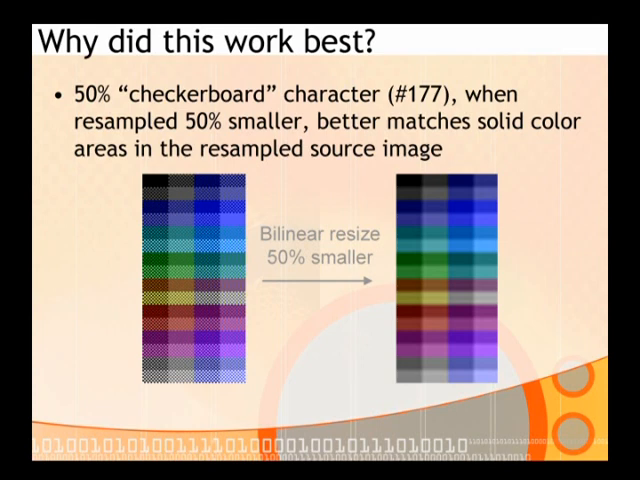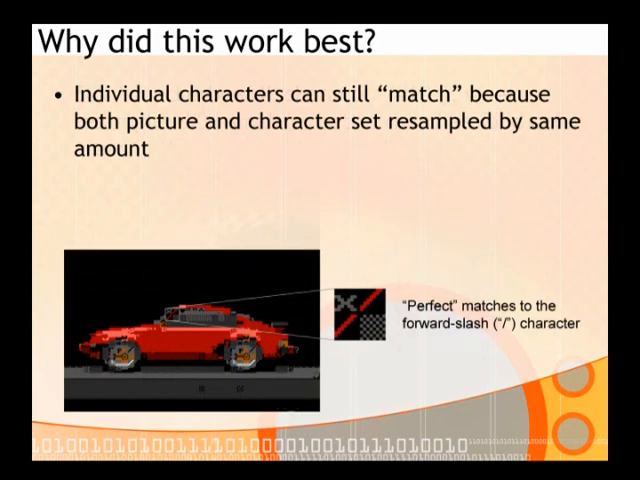So why did this third process work best? Mainly because the checkerboard character, when you also resize it down linearly by 50%, the pixels blend together. And those blended pixels become solid colors, and they match better with solid areas in the source bitmap. And because the characters are resized at the same ratio as the bitmap that they're being compared to, you can still get these perfect matches, which preserves detail.